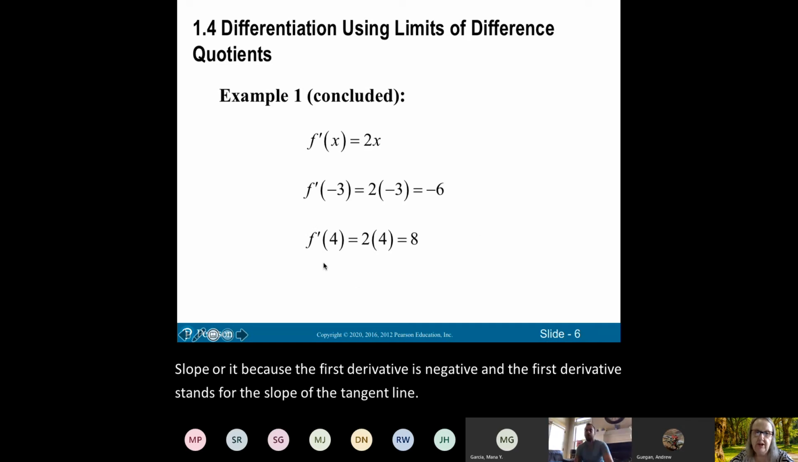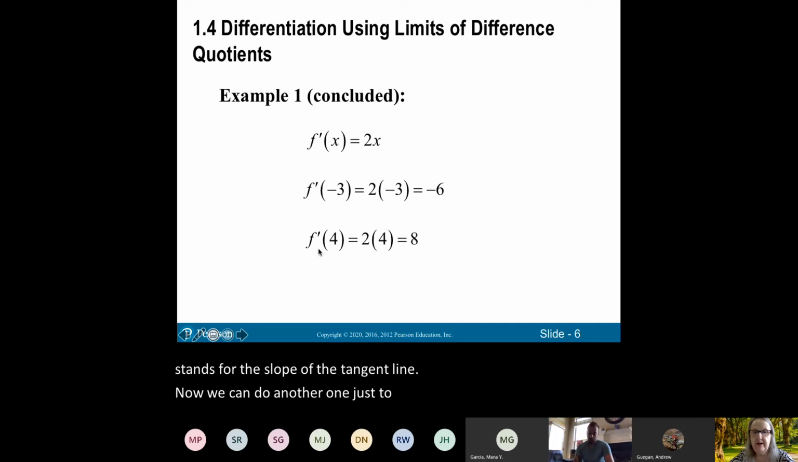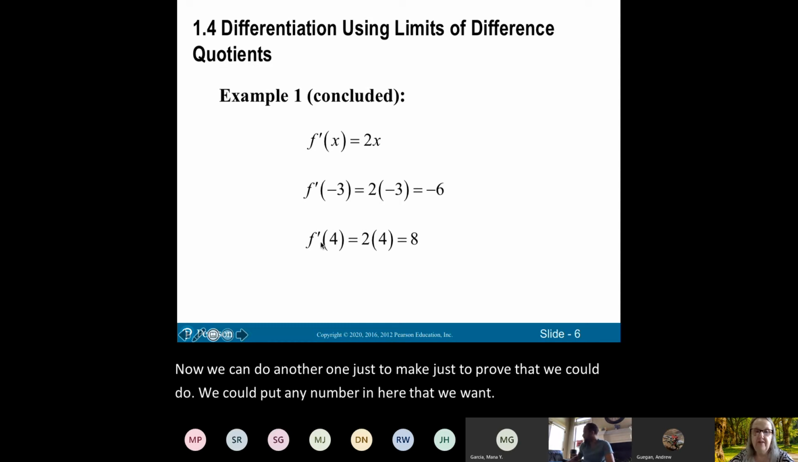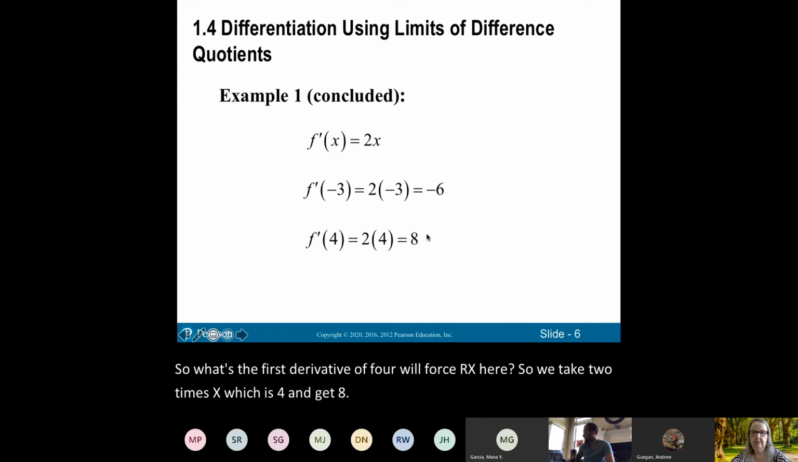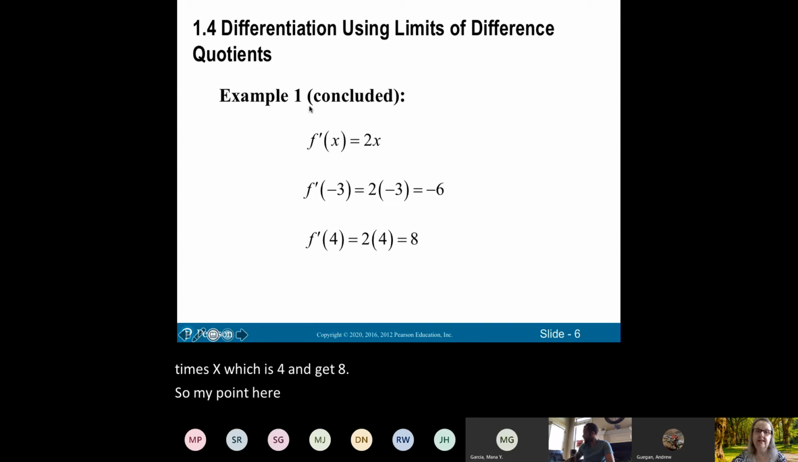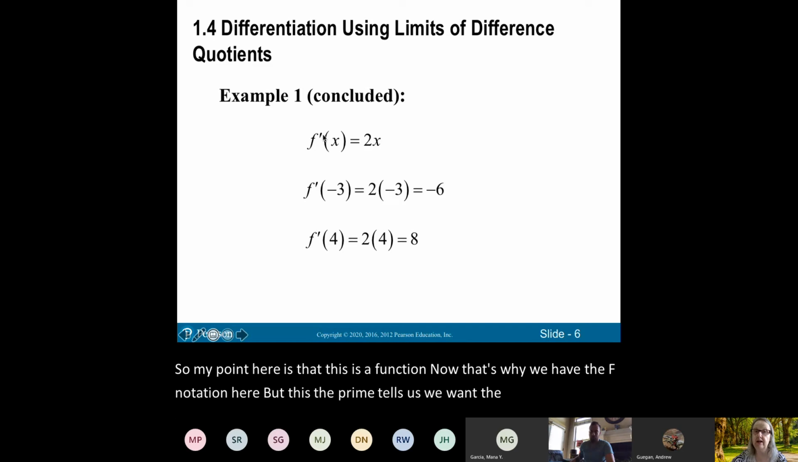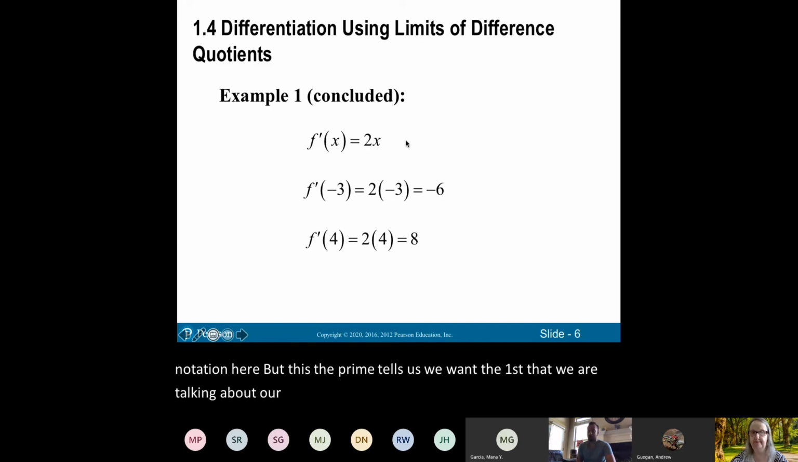Now we can do another one just to prove that we could put any number in here that we want. So what's the first derivative at 4? Well, 4 is our x here. So we take 2 times x, which is 4, and get 8. So my point here is that this is a function now. That's why we have the f notation here. But the prime tells us we are talking about our first derivative function.